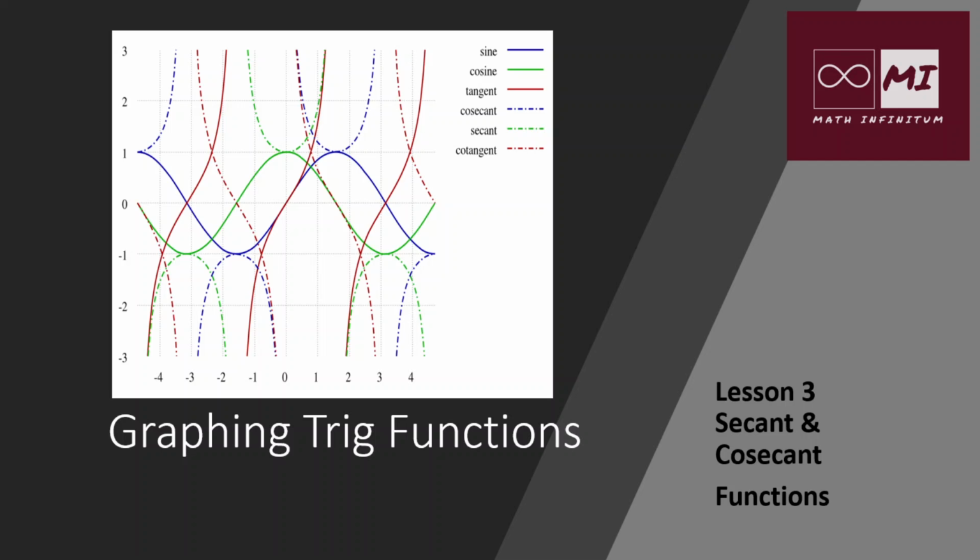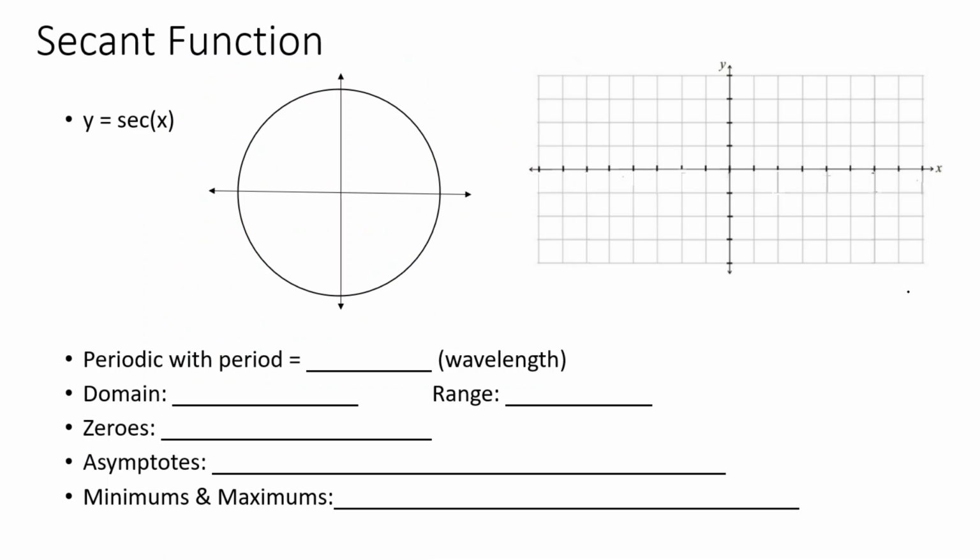Today we're going to be talking about secant and cosecant functions. We're going to continue our unit on graphing our trig functions. So let's get started by looking at the basics of the secant function. We want to remember, first of all, that secant is 1 over cosine.